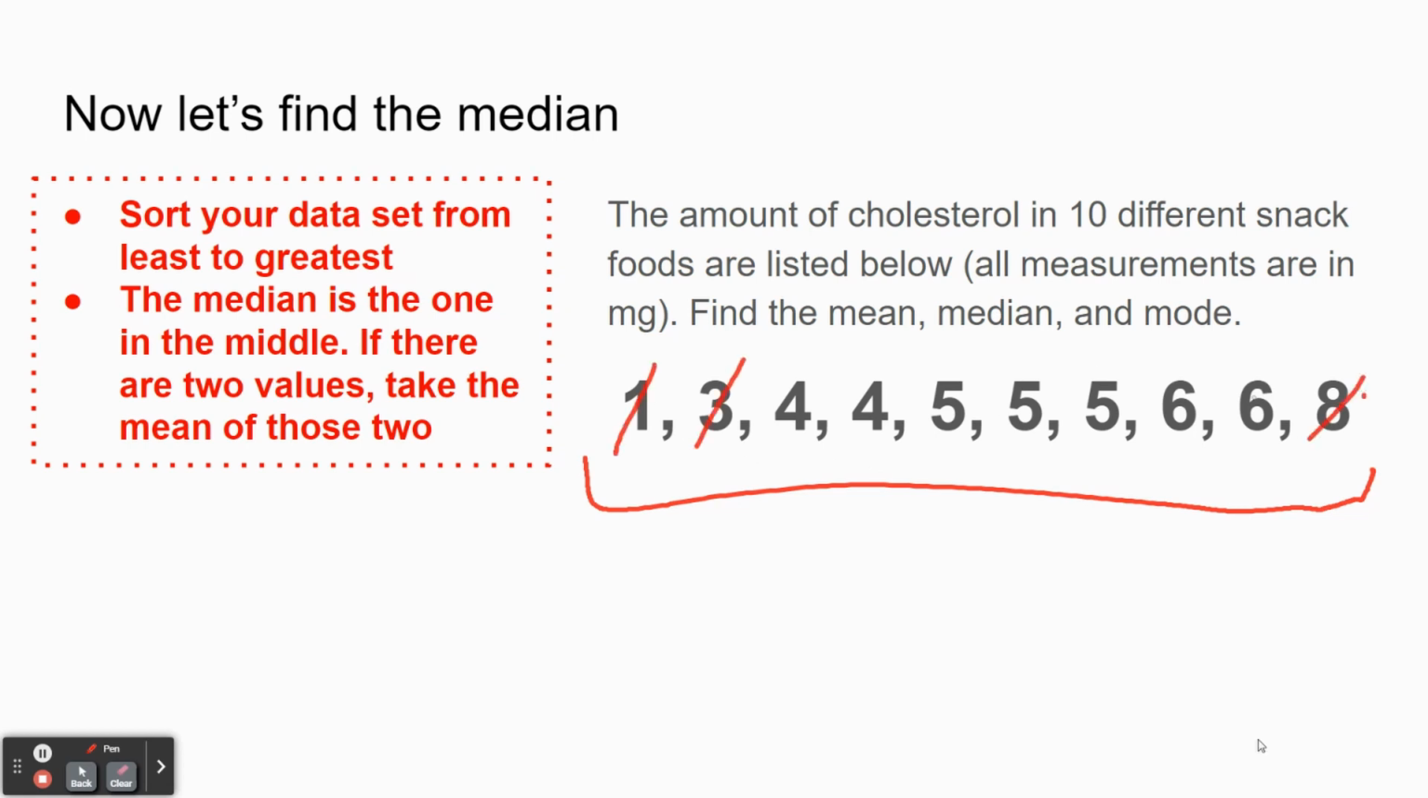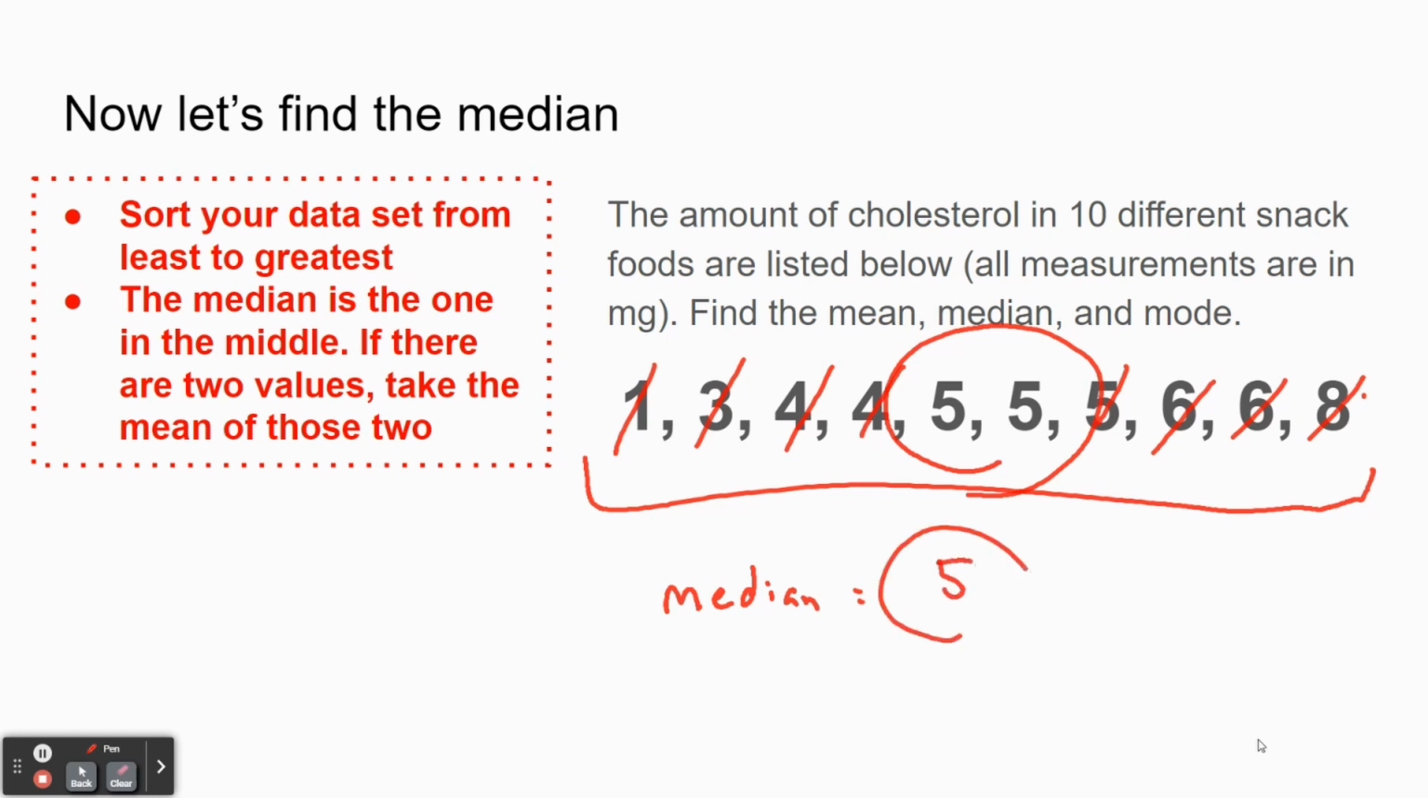So it's not those two, it's not those two, it's not those two, it's not those two. It's going to be these two. Sometimes you'll only have one number if you have an odd number of values. Sometimes you'll have two if it's an even number. In our case, in this one, they're both five. So our median for this problem is just going to be five. And that's it. It's real easy.